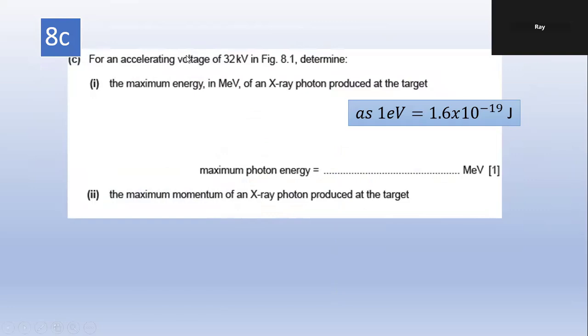An accelerating voltage of 32 kilovolt in figure 8.1. Determine the maximum energy in mega electron volt of an X-ray photon produced at the target. This one you have to memorize: 1 electron volt is 1.6 times 10 to the power minus 19 joule.